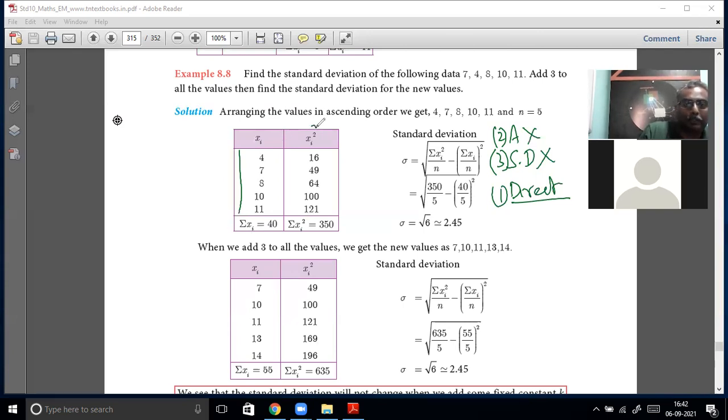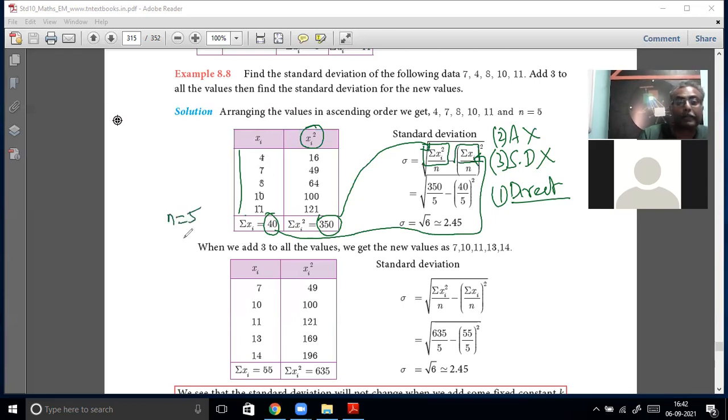All you have to do is find x of i and x of i squared, and then take the sigma. This value will go here, and this value will go here. Sigma x of i whole squared will go here, and sigma x of i will go here. N is how much? 1, 2, 3, 4, 5. N is equal to 5.